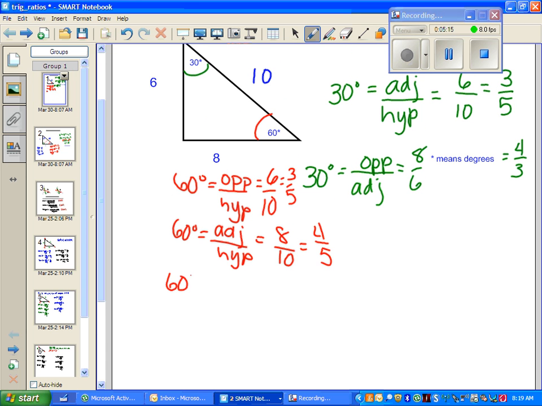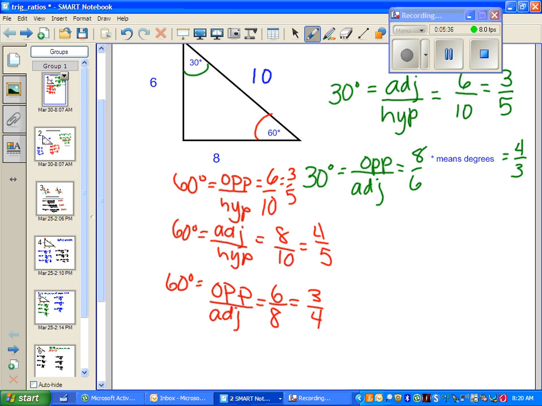And then we're going to do, once again, for 60 degrees, we're going to look at the opposite side, the length of the side opposite 60 degrees over the length of the side that is adjacent to 60 degrees. You got to give me that fraction. Okay? 6 over 8. And what does that simplify to equal?